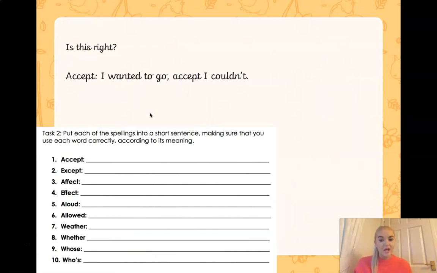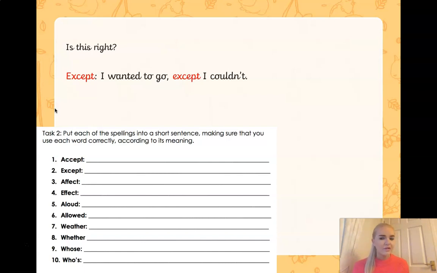And when you've done the same for all of your spelling words, you're going to put the spelling words into a short sentence using the line available, but you need to make sure you use each word correctly according to what it means. Now I've had a go here and I want you to see, is my word correct? So I've chosen to use the word accept. I wanted to go, except I couldn't. Now, is that the correct spelling? Have I used the word correctly? Pause the video and have a think. I can see lots of you shaking your head. No, I haven't used this word correctly, but what I have done is I've used my second spelling word, which is except. I wanted to go, except I couldn't. That's used correctly, but I wanted to have a go at my first option.